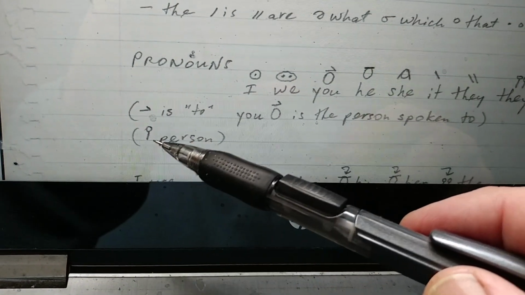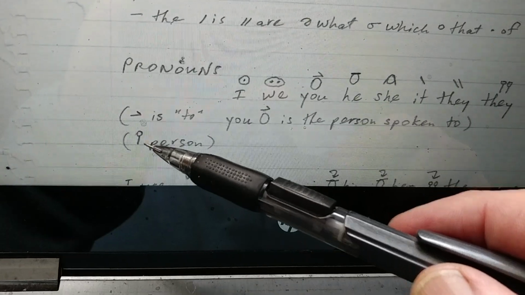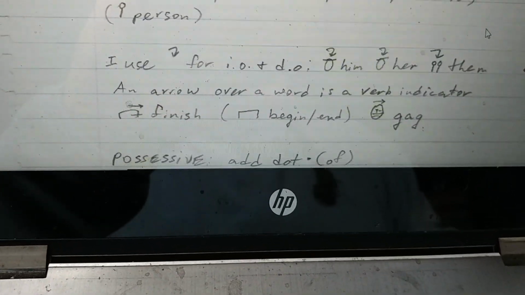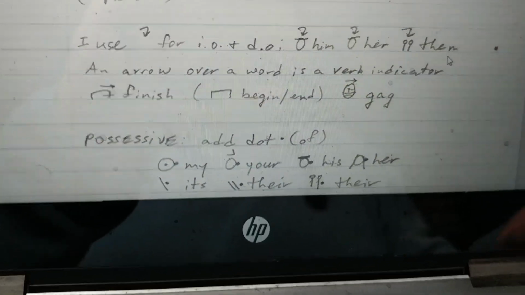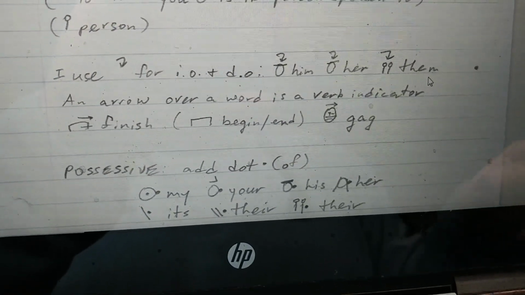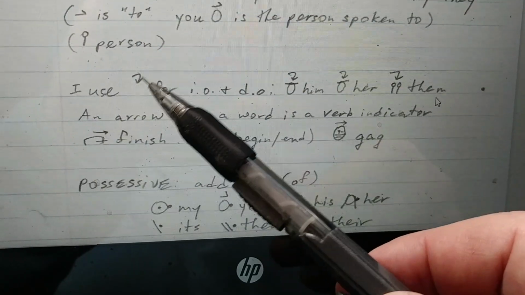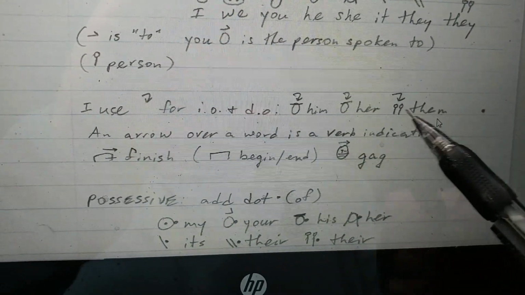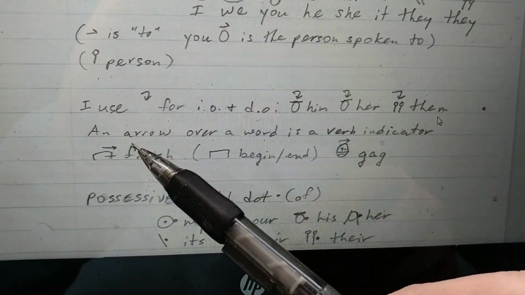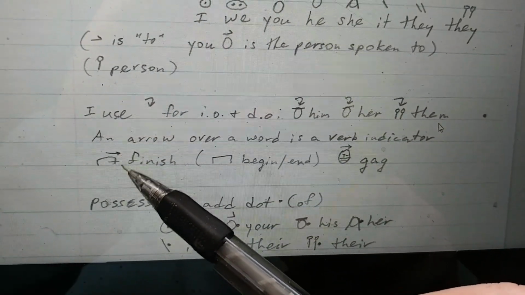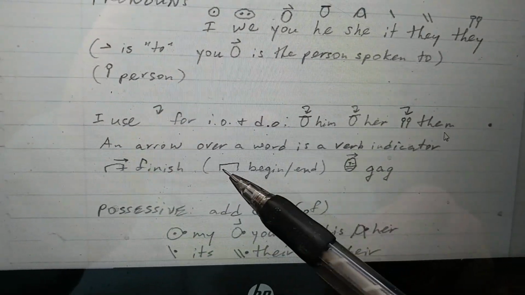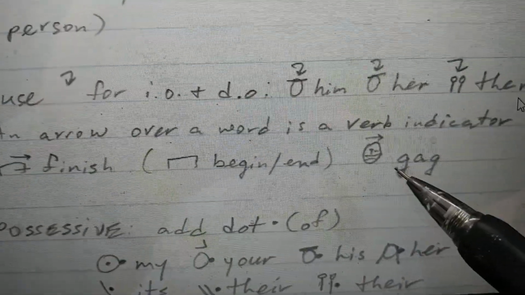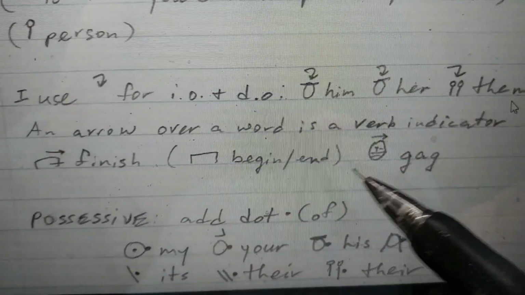Yeah, and this ended up one of my ids for person that I use a lot. It's very versatile. I can make it sit and bend and bow and do all kinds of things. Okay, that's what I use for direct and indirect object. Him, her, them. Use an arrow over a word as a verb indicator. Finish. It's my indicator for beginning, end. Gag, that's not very clearly drawn.